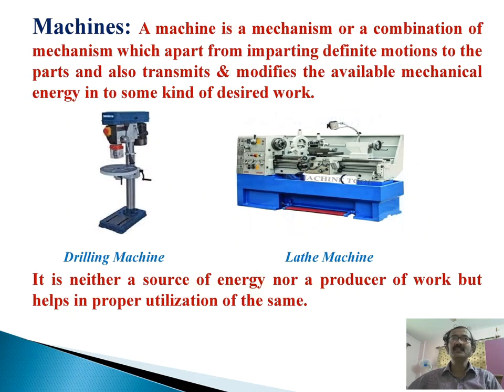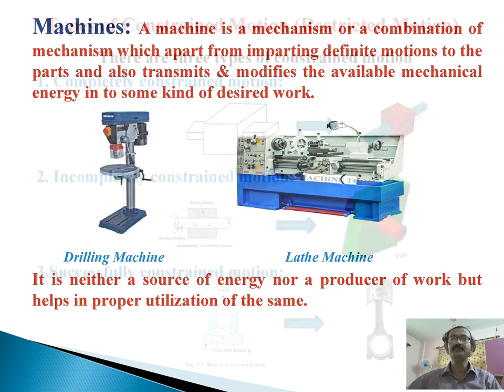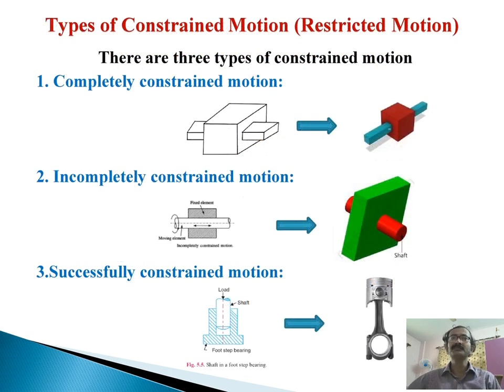Now, machines. What is a machine? A machine is a mechanism or a combination of mechanisms which, apart from imparting definite motion to the parts, also transmits and modifies the available mechanical energy to some kind of desired work. So drilling machine, lathe machine, shaping machine, milling machine, grinding machine, these are machines. It is neither a source of energy nor a producer of work, but helps in proper utilization of the same.